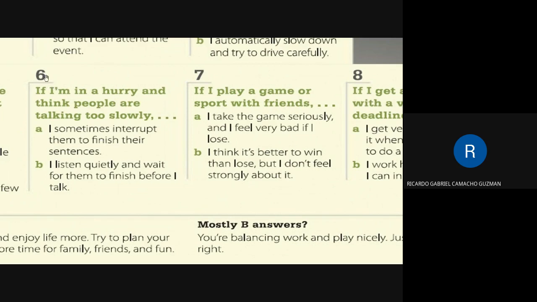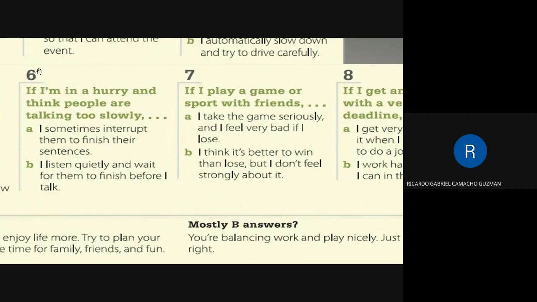Yeah, right. Number 6. If I am in a hurry, it's like yo nunca nunca. Yeah, exactly. Yo nunca nunca y un shot, ¿no? Ya andaría yo bien jarra.